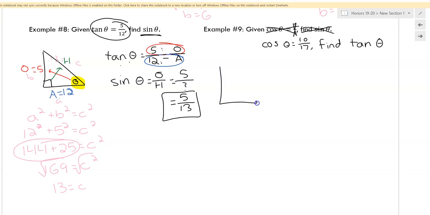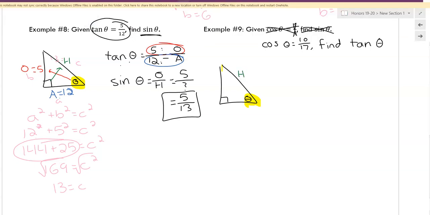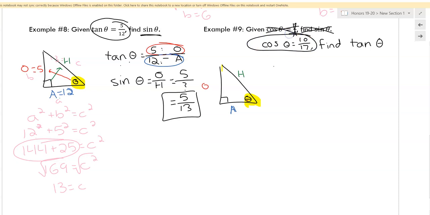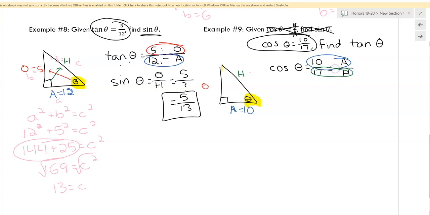All right. We're going to start by drawing our lovely triangle. All right, put your right angle somewhere and put theta somewhere. I usually end up putting them in the same corner always, but it doesn't really matter. You could throw theta up there if you wanted. So then we have our hypotenuse across from here, our opposite side over here, and our adjacent side here. But we're given that cosine of theta equals 10/17, right? And cosine is adjacent over hypotenuse. So then that tells us our adjacent side is 10. And our hypotenuse is 17.